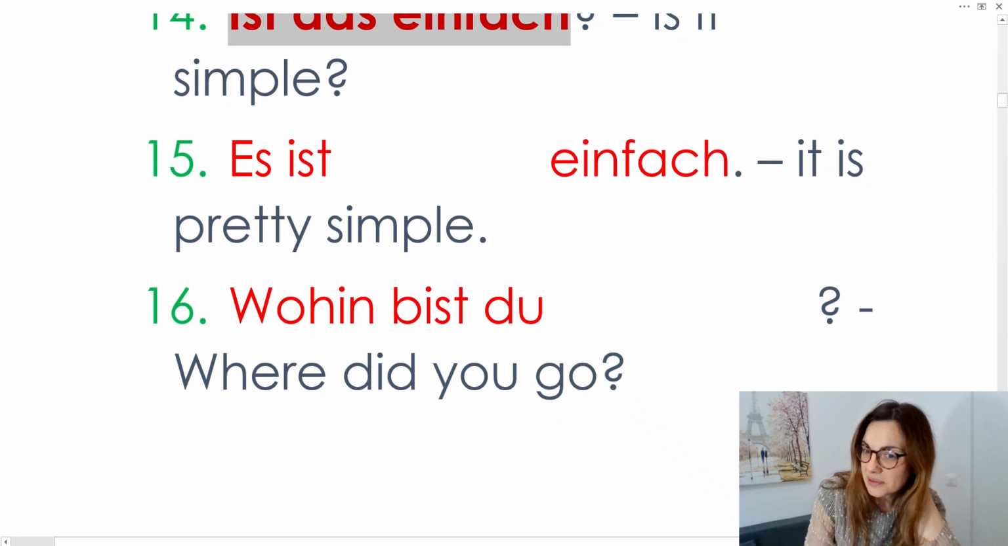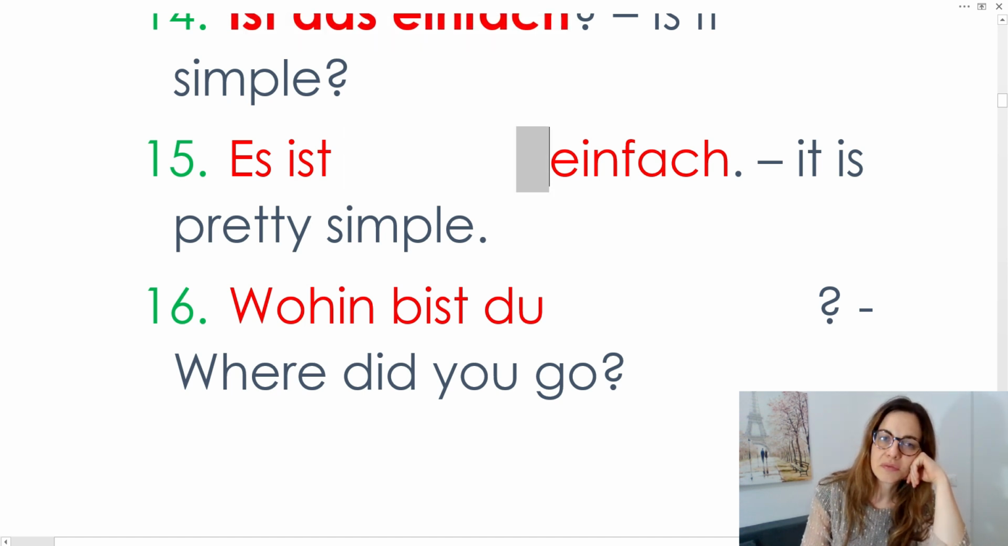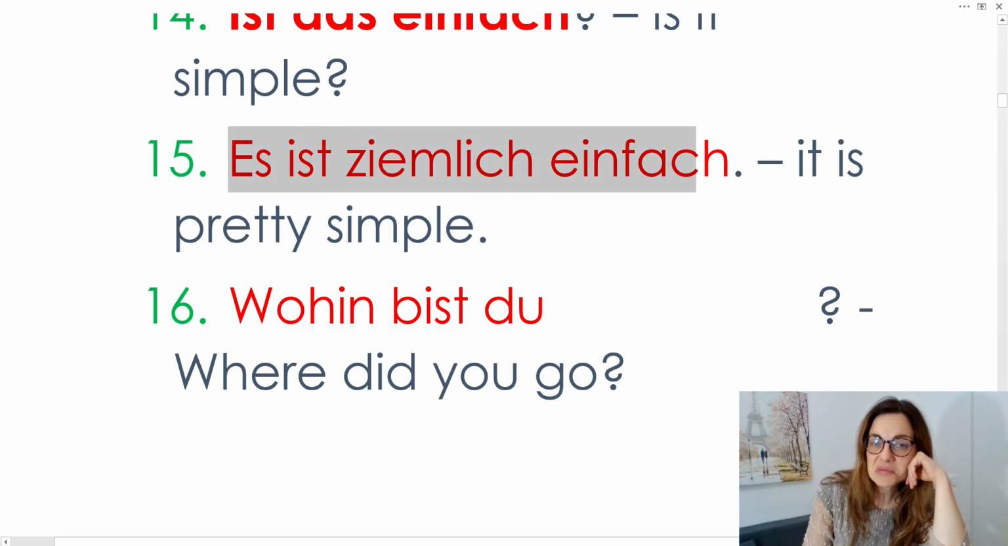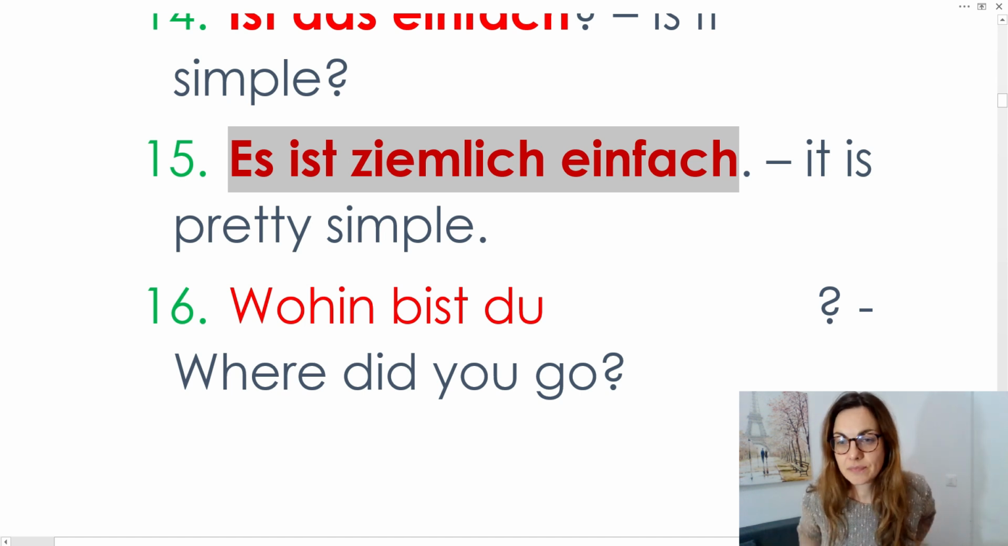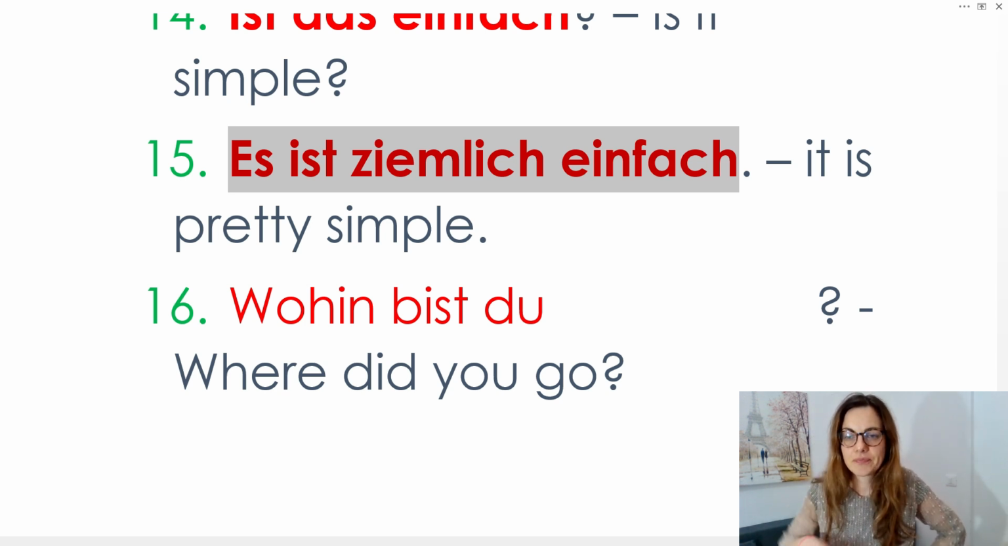It's pretty simple. Es ist ziemlich einfach. Ziemlich, it means quite. It's quite simple. Es ist ziemlich einfach. Okay.